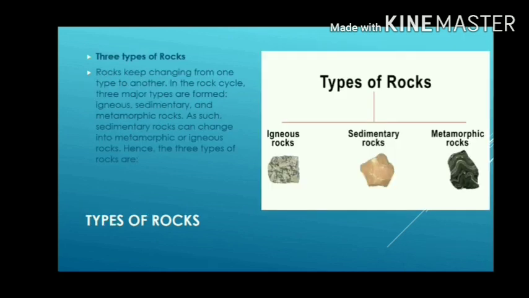So let us discuss the three types of rocks. Rocks keep changing from one type to another in the rock cycle. There are three major types of rock that are formed: the igneous, sedimentary, and metamorphic rocks. As such, sedimentary rocks can change into metamorphic or igneous rocks. Hence, these are the three types of rocks.